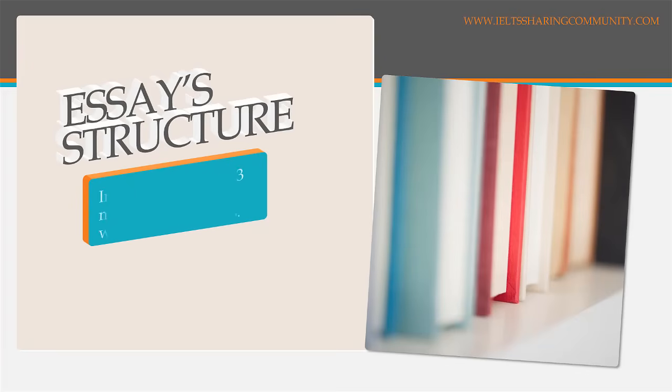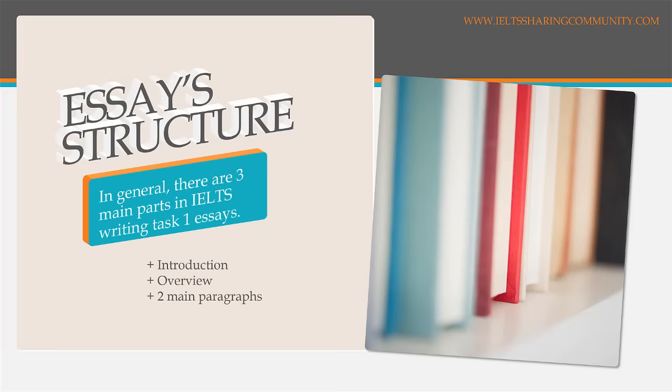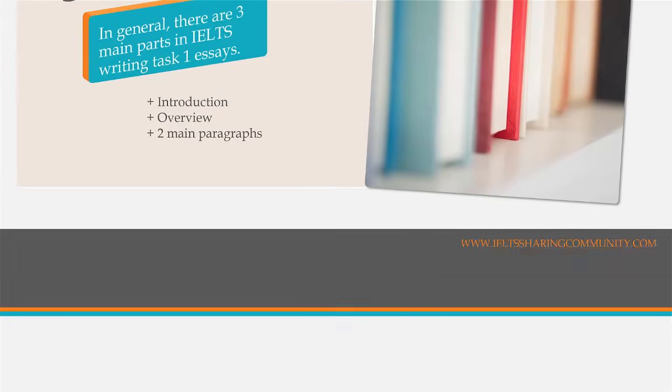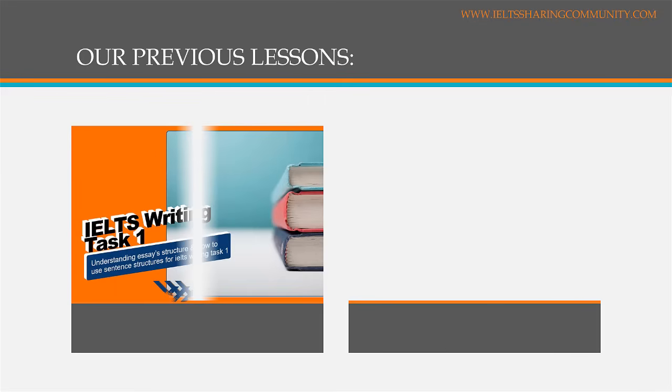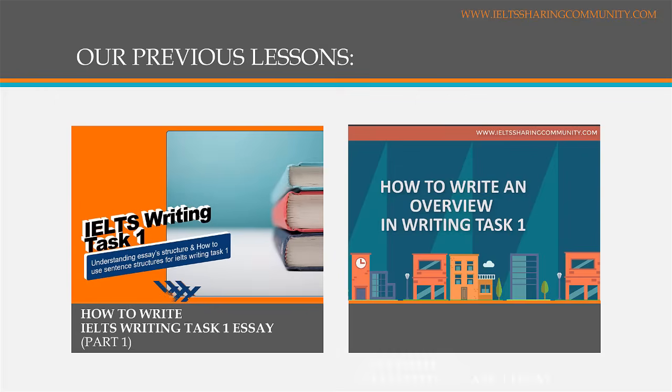Today we are going to learn how to write an IELTS writing task 1 essay, part 3. I'm going to show you some tips and common sentence structures to help you achieve a high band score. A good IELTS writing task 1 essay includes 3 parts: introduction, overview, and 2 main paragraphs. In previous lessons, we talked about how to paraphrase the question to write a good introduction and how to write a good overview for the essay. If you haven't watched them, please click the link below this video for more details.